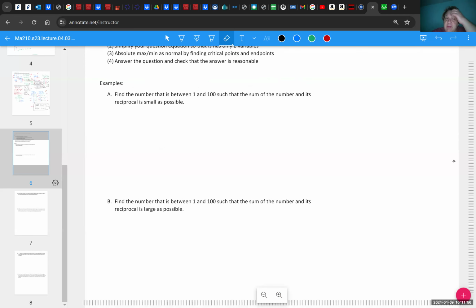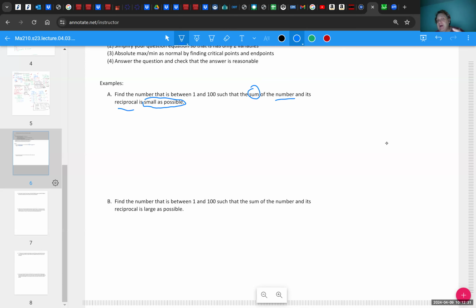All right, so my first example here, example A, we're looking for a number. It says find the number that is between 1 and 100, such that the sum of the number and its reciprocal is as small as possible. So some things to make note of. We're trying to find something as small as possible. That would be an absolute minimum. As small as possible is the absolute smallest, absolute minimum. What are we trying to find the absolute smallest of? The sum of something, the sum of the number and its reciprocal.